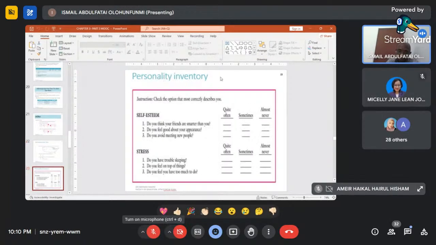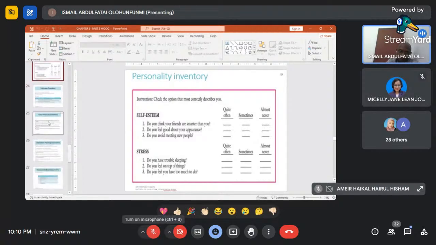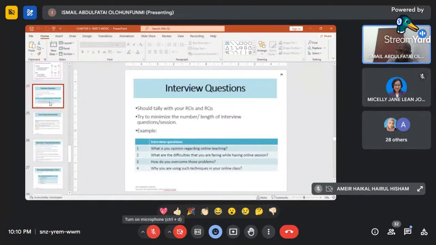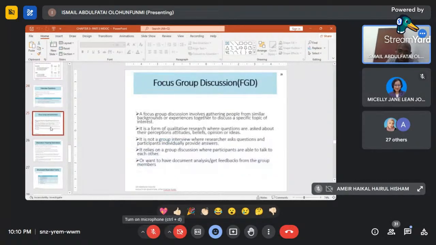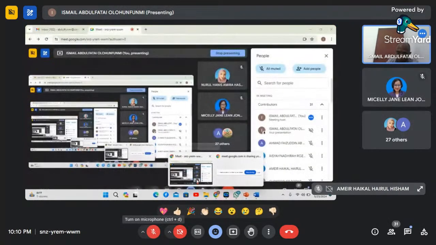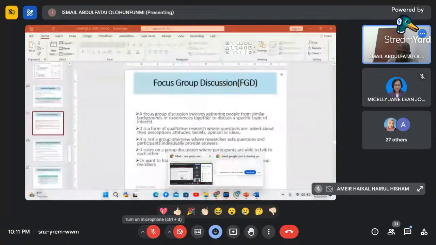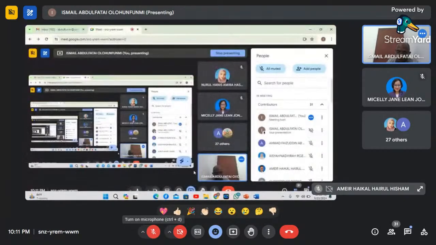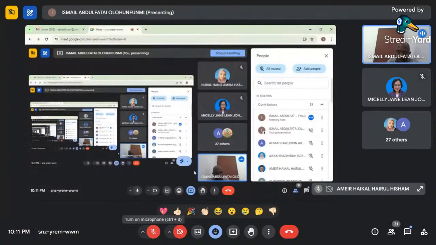Then this is what is called a personality inventory. It's also part of instruments. Interview questions are also an instrument. Then focus group discussion. Who knows what focus group discussion is? What is focus group discussion? Who wants to tell us?